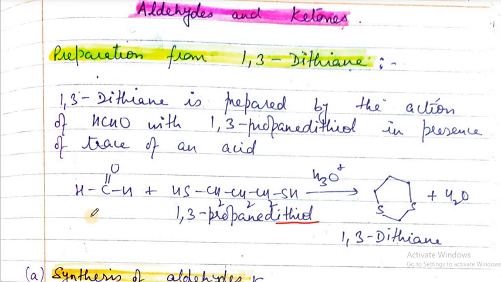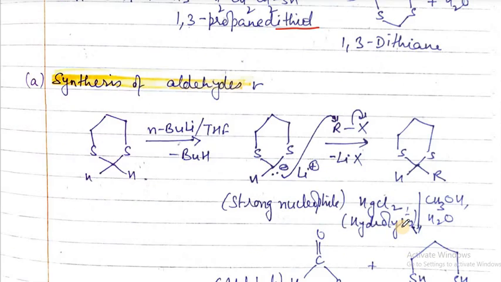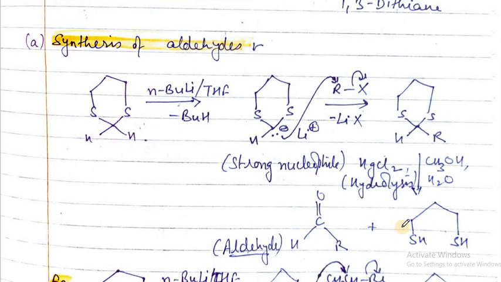So when formaldehyde reacts with 1,3-propane dithiol in acidic medium, that is in the presence of trace of acid, then we get 1,3-dithiane, which is very important for the preparation of aldehydes and ketones. So we are concerned mainly with how we can prepare aldehydes and ketones from this 1,3-dithiane. First we will take up the preparation of aldehydes and then the preparation of ketones.